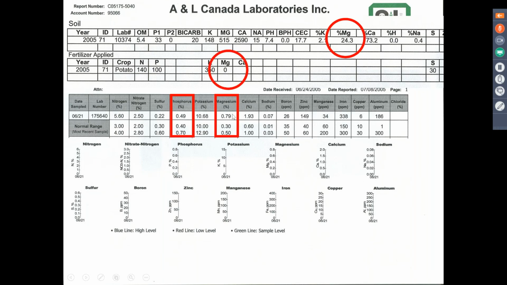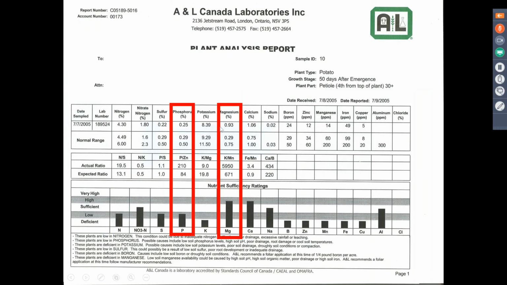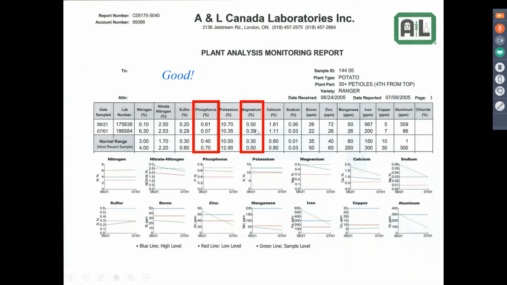So here again, we've got a severe issue with phosphorus starting out early season low, 0.93% magnesium already. This is a magnesium deficiency, not a phosphorus deficiency. We need to respond to that. This is a good test. We're looking at where phosphorus should be early, where magnesium should be. So things are good in this case. That's what we want to see.